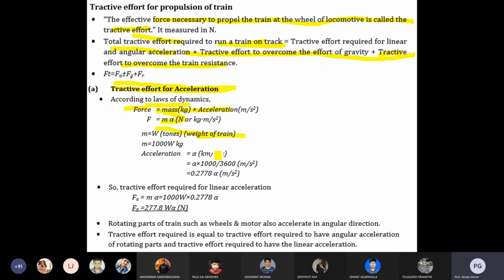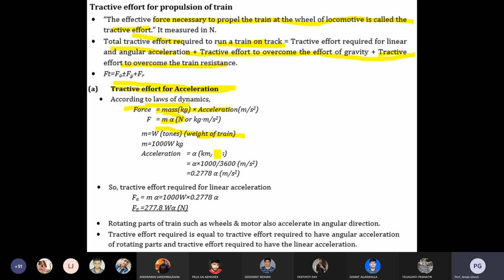For acceleration, whatever value is required, automatically it will reach that value. For the given distance, whatever acceleration value is there should be multiplied with that value. So alpha is multiplied with 1000 by 3600, whatever is required. So the tractive effort required for linear acceleration is m into alpha; you directly put those values and you will get the force parameter.